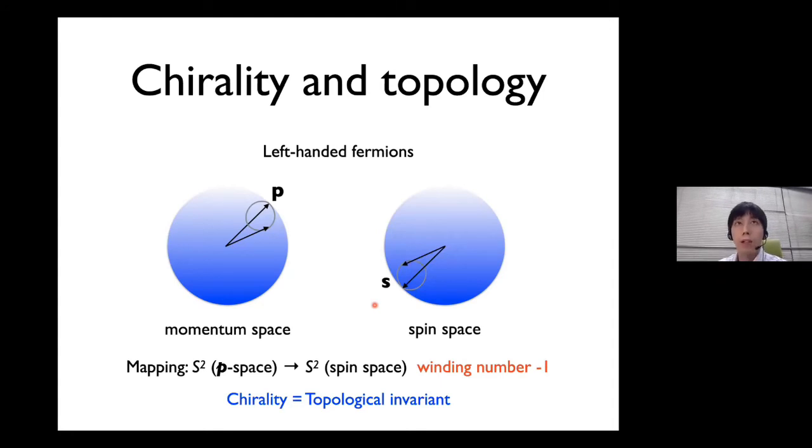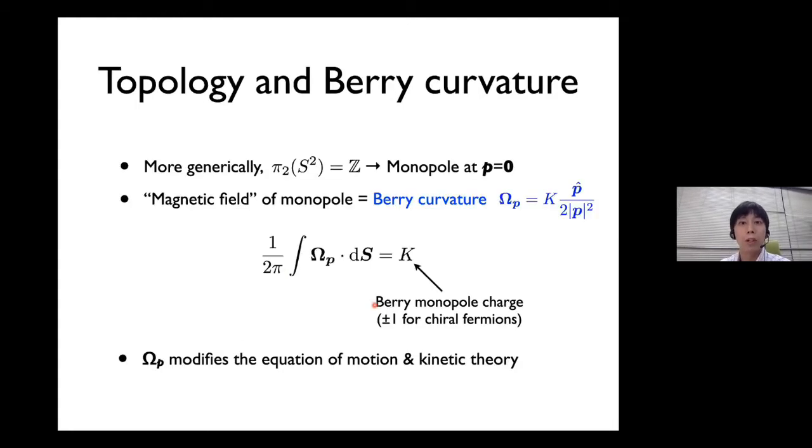And this effect of topology can be captured into the framework of kinetic theory by using the notion called the Berry curvature. The notion of Berry curvature is very well known in condensed matter physics. And the winding number that I explained in the previous slide is expressed by this homotopy group from two sphere to two sphere. For right and left-handed fermions, this winding number is plus one, minus one, respectively. But for generality, we can consider a generic integer k.